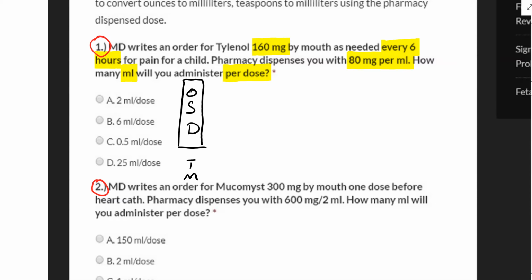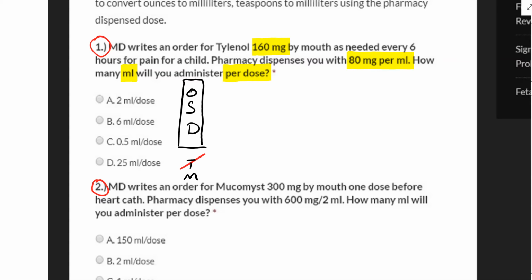Okay, so since it says per dose, I don't need to consider that it needs to be given every 6 hours when I'm calculating this dose. So I'm not going to really have to worry about the daily dose. I'm just worrying about this one. So I'm crossing out my T because they're not trying to trick me with a multi-dose question. Okay, and so let's look at the rest of them.